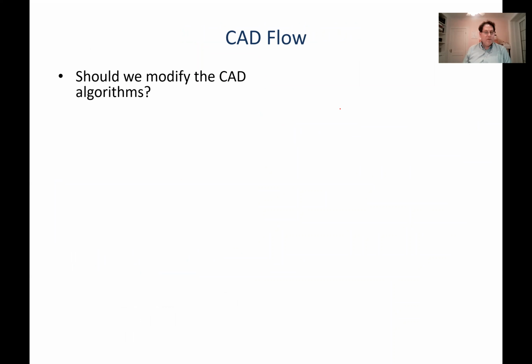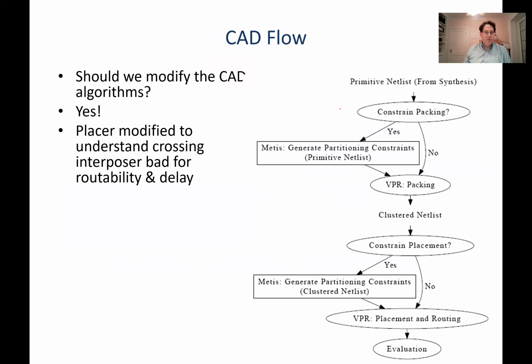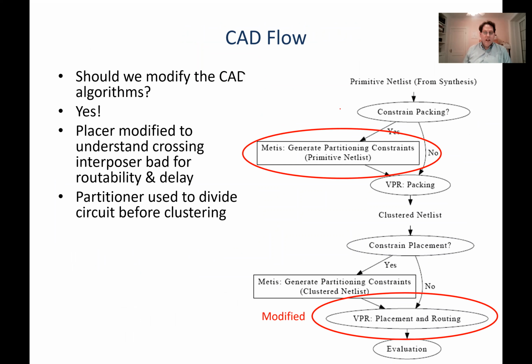If you read that paper, it modifies the CAD algorithms. I'm not going to go through the details, but it is important to make the CAD tools understand this. It's important in 2 places. When you're building logic blocks, you should build them out of related logic that could go in just one part of the chip. Using a partitioner to chop the design up into say 4 pieces and then only clustering within 1 quarter is helpful. When you cluster into logic blocks, make sure the logic you're putting together really belongs together, because otherwise you create more signal demand across those interposers.